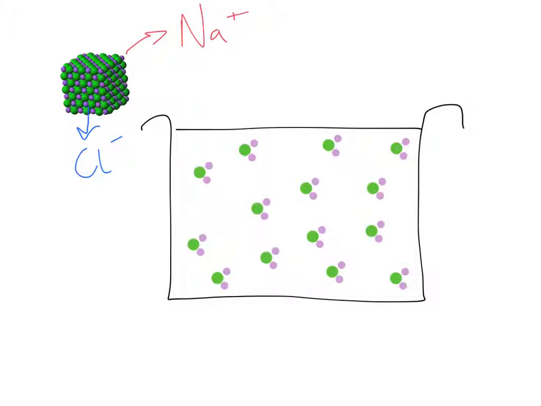Now, some ionic compounds will dissolve in water, some will not. You will need to know those solubility rules, and we'll talk about that in a second. So if something dissolves, it's soluble. If it does not dissolve, it's insoluble. You need to know what those definitions mean.